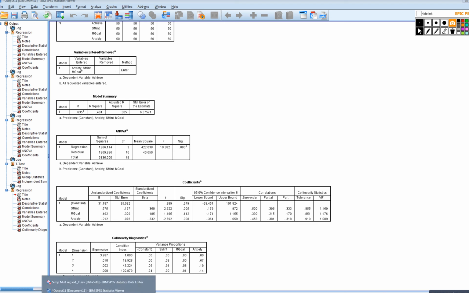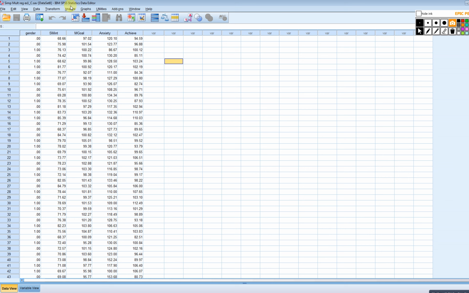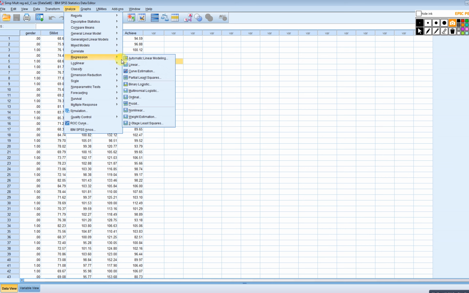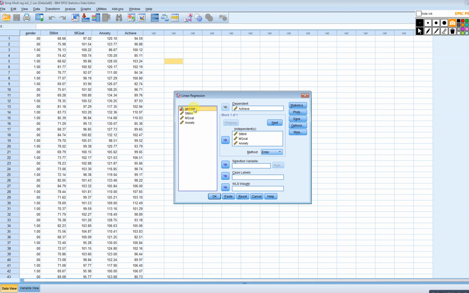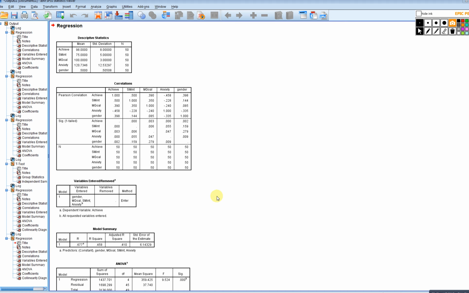Okay, so let's look at one other example. In this case, I'm going to add in gender as a predictor. Gender is a dichotomous variable. It's coded 0 and 1. And so we can actually run gender as a predictor, and the results will give us largely what we see with an analysis of covariance. What we'll do is click on OK.